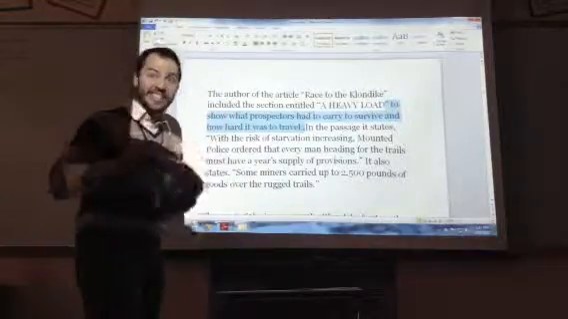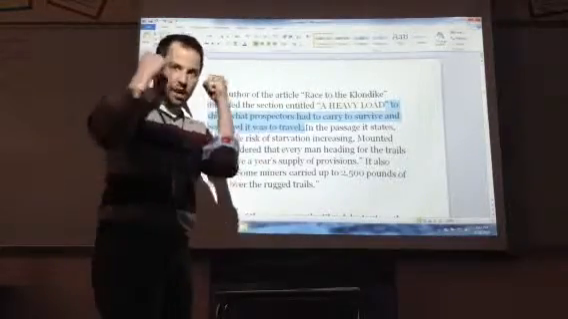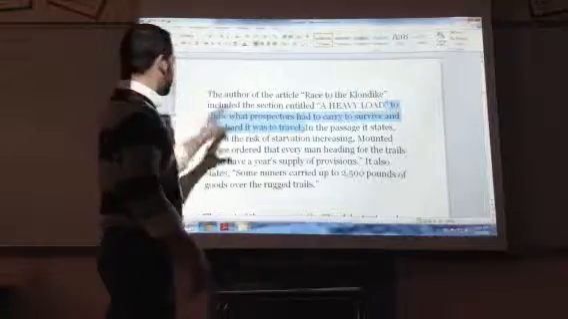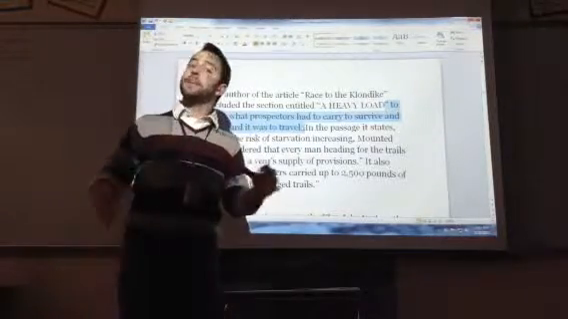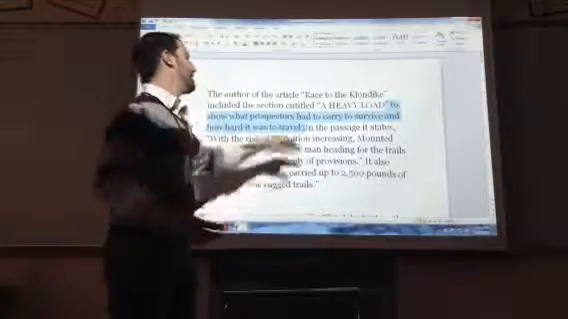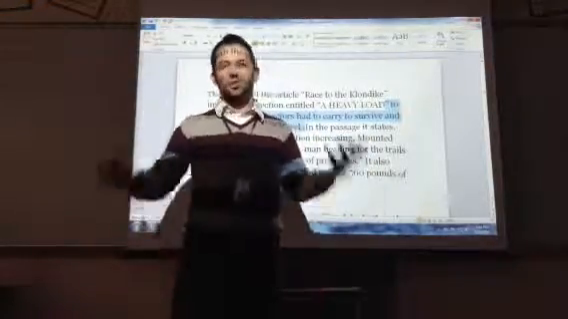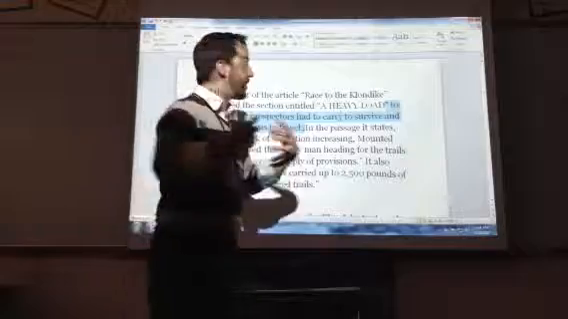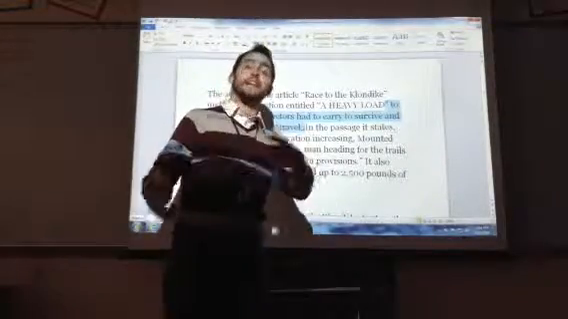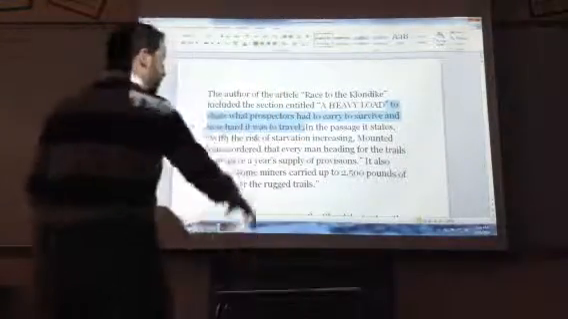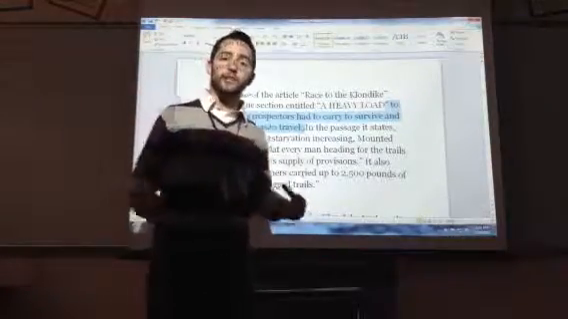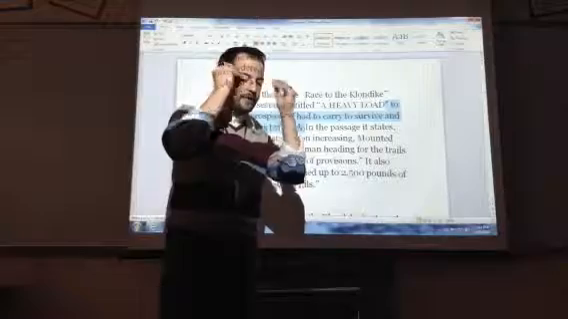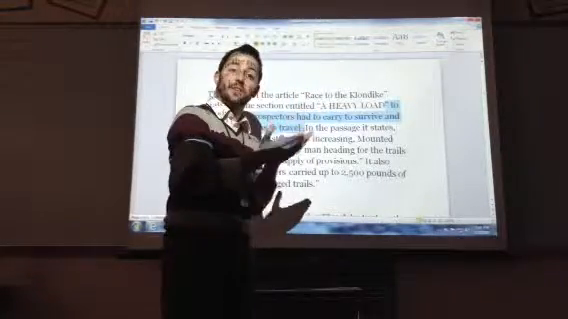This is our answer. This is our words. This is what we are putting out there as our thesis to show what prospectors had to carry to survive and how hard it was to travel. But now we're just using the passage. And I don't count "in the passage it states," because you don't have to think about those words. You just know that that's what we need to do to indicate that that's where we got the information from. The rest of it is directly from the text. See, that's what they want to know if you can do. Can you read a piece of text, have a thought about it, and support that thought directly from the text?